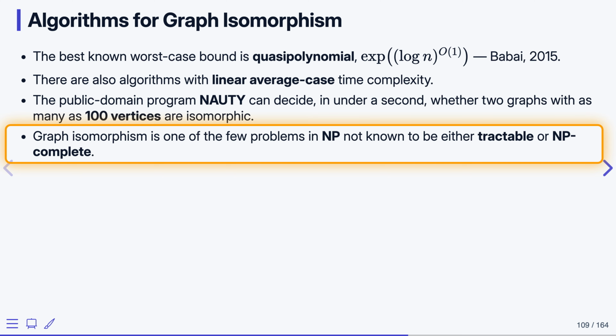And graph isomorphism holds a special place in computer science. It is one of the very few problems in the class NP that we cannot sort into either box. We do not know a fast polynomial time method for it, and we cannot prove it is NP complete either. Its status is still open.